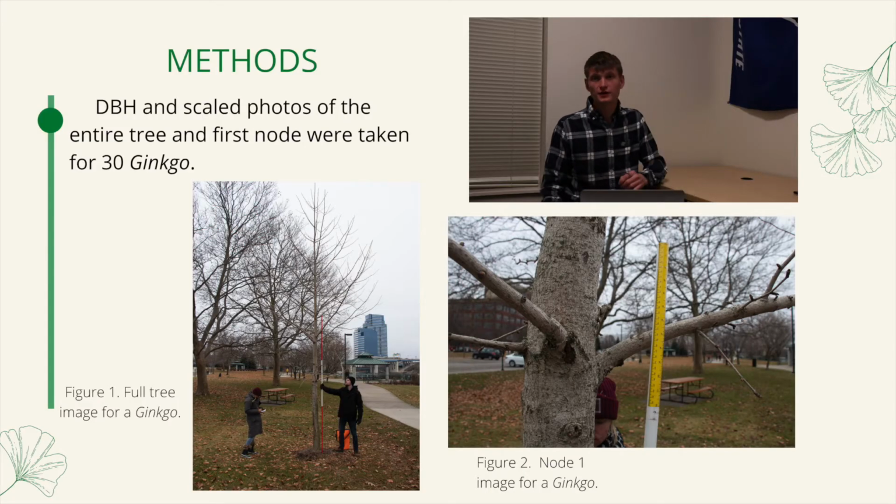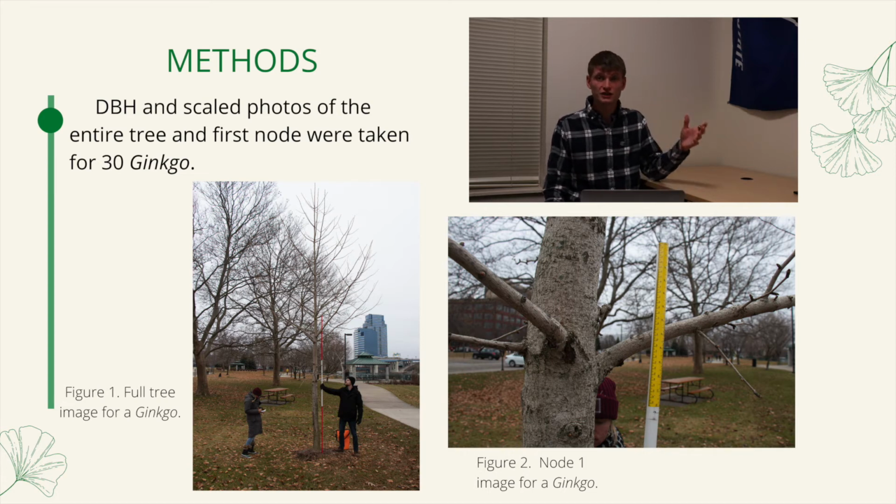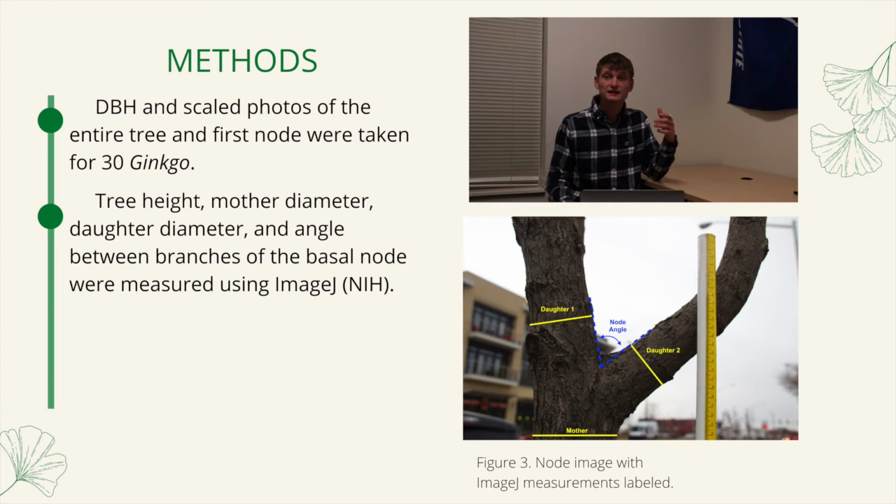For this study specifically, our field methodology was fairly simple. We would find a tree of the species we were interested in, take a couple of physical measurements like DBH, and then take some scaled photographs, one of the entire tree and one of the first node, or first branching point. We would then put these photographs, which had a scale bar in them, into a program called ImageJ, which we can use to make some measurements.